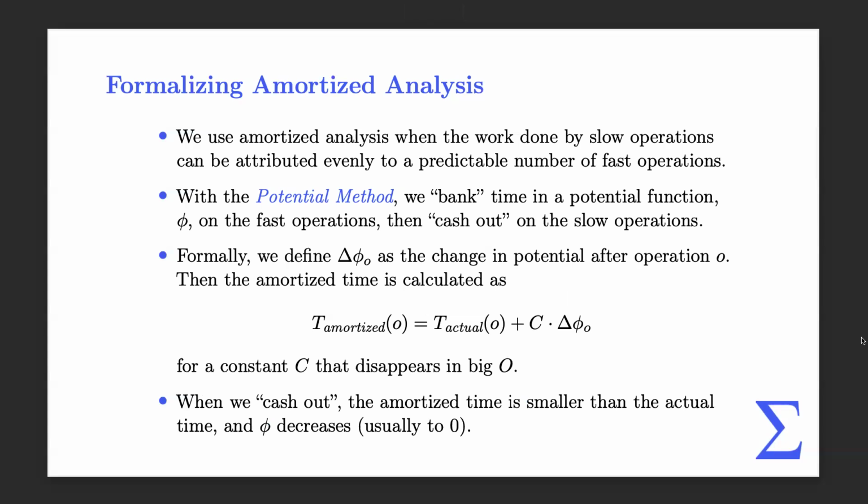When we cash out, the amortized time is smaller than the actual time and the potential function decreases. Saying it's usually 0 is kind of, who cares? There's not actually any value stored anywhere that becomes 0. This is just an argument to convince ourselves that it's fast.